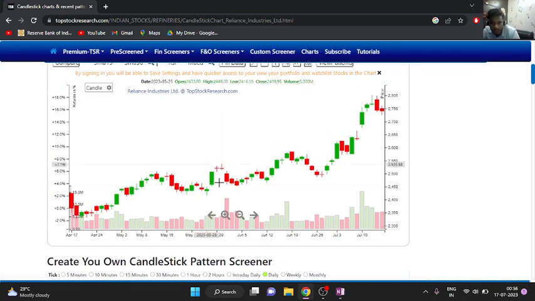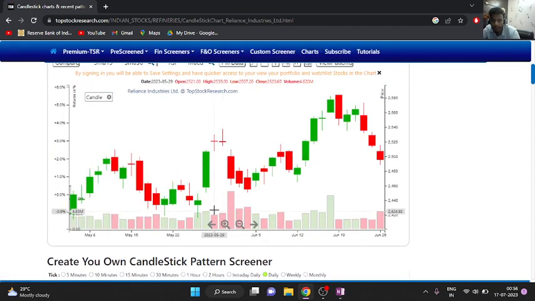This is good. Now see here what is happening. Here it opens up here, closed up here, it went this much high. Now this, it should open up here, right? But this is gapped more. It's a doji candle, so it opened up here, closed here, then it gapped very big.